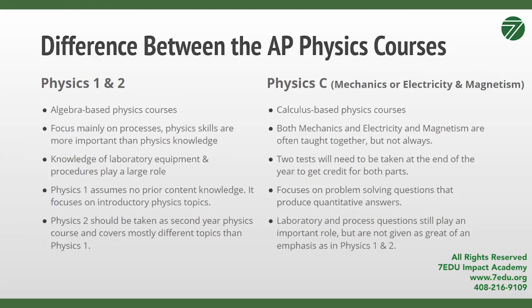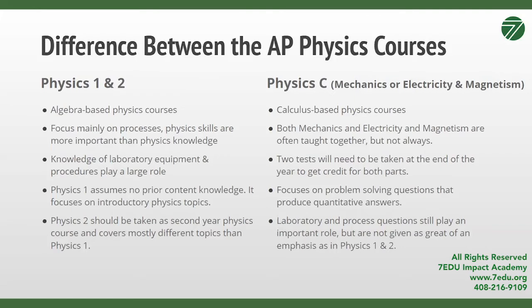Physics 1 is an introductory physics course, so it doesn't assume that you know anything going into it. It could be helpful to have taken a physics course beforehand, but they don't assume any prior knowledge. Physics 2 basically builds on Physics 1. It's mostly new concepts, going forward. It's also an algebra-based course, so there isn't a need for calculus in that one either.